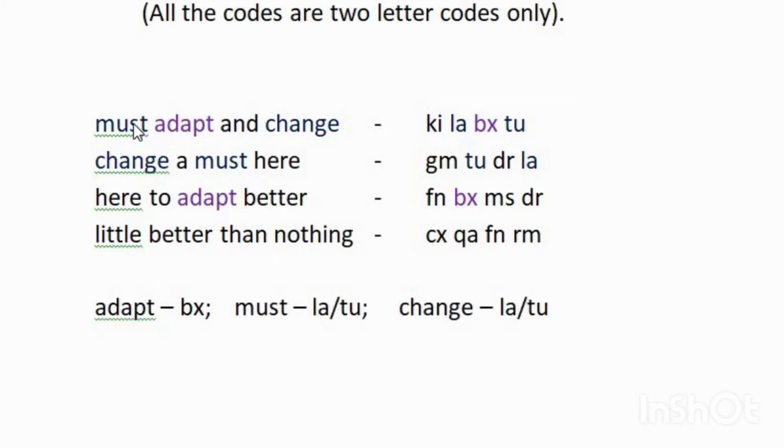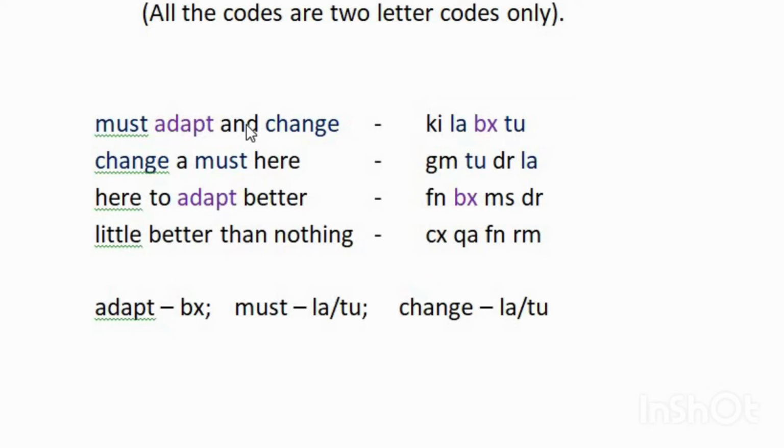Here the words must change. These two words are present in the first line and in the second line as well, right? So the two codes which are same in the first line and in the second line are LA and TU. LA and TU are present in the first line as well as in the second line. So we can write the codes for must and change are either LA or TU, right? The code for must is either LA or TU. Similarly, the code for change is also either LA or TU, right?